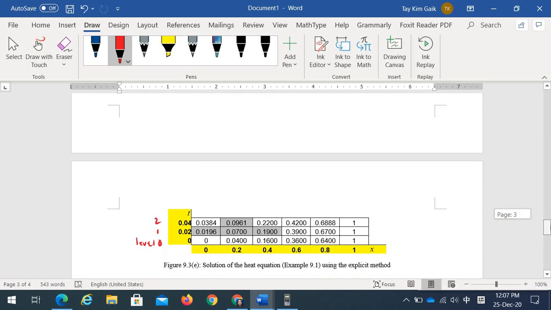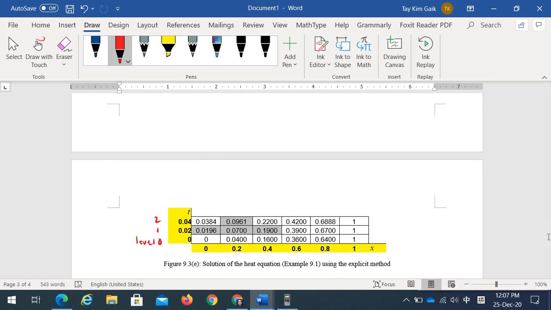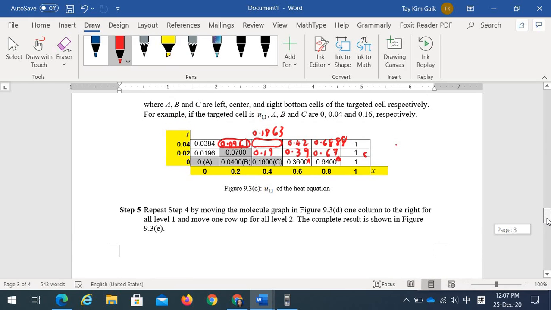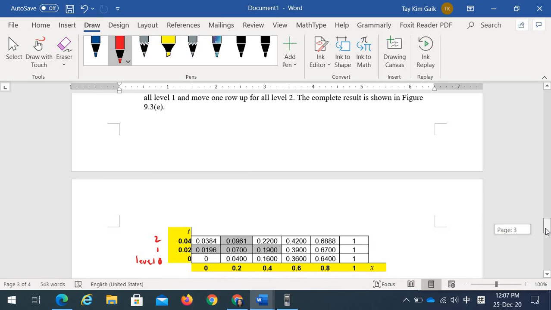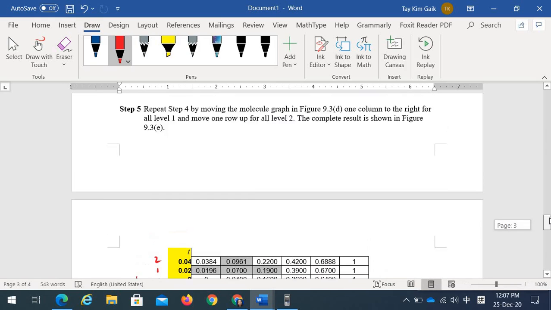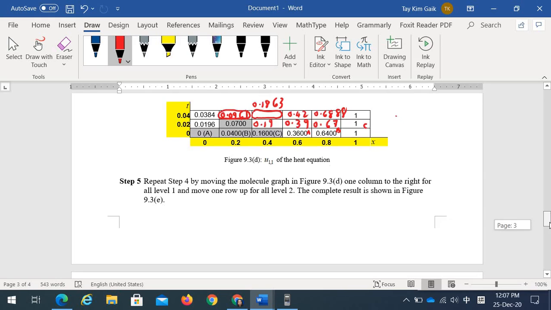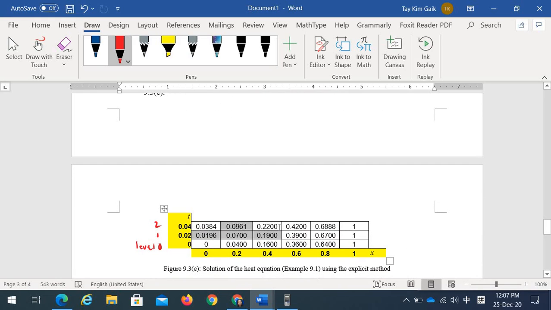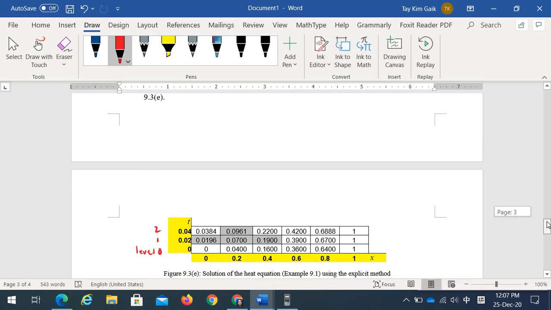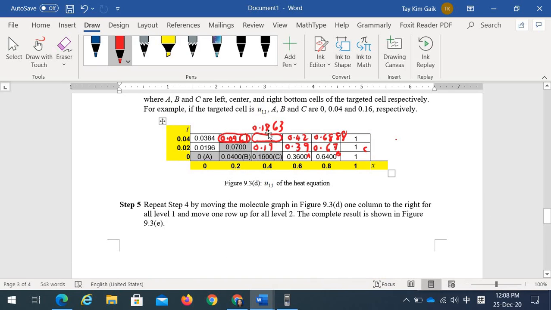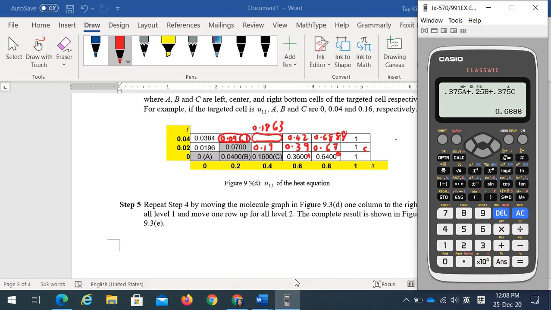Let me see. 0.6888, 0.42, 0.22. Check 0.61. 0.22. 0.42, 0.6888. The value next to here. Let me check this value, if you want, this is wrong. Okay. Checking this one.